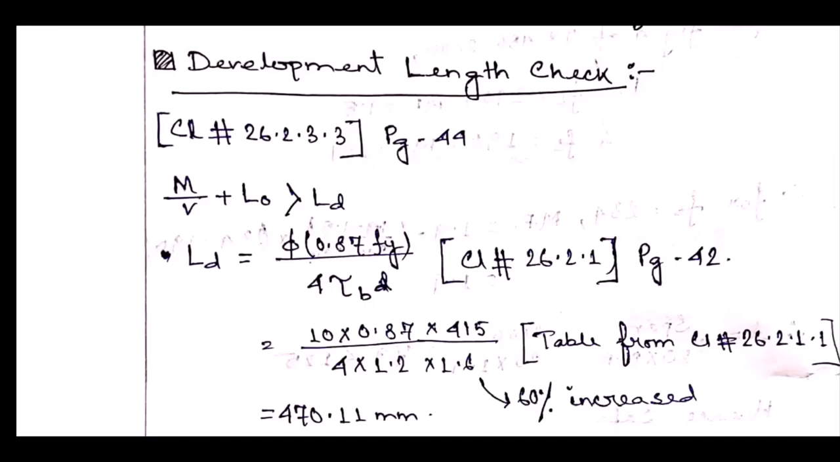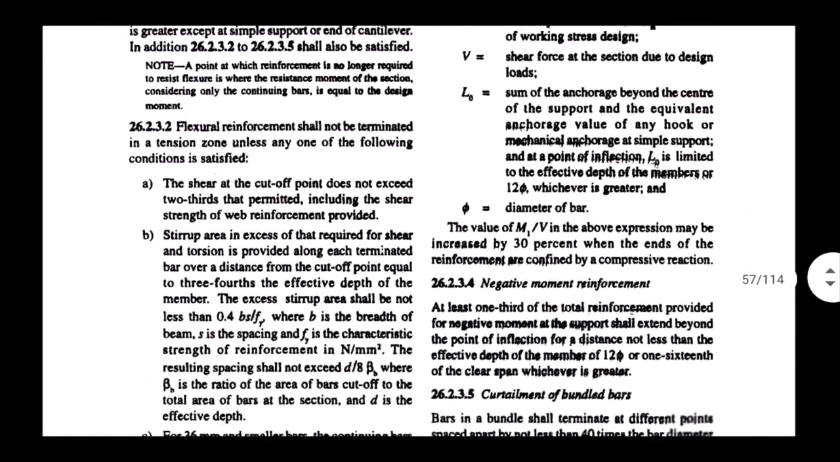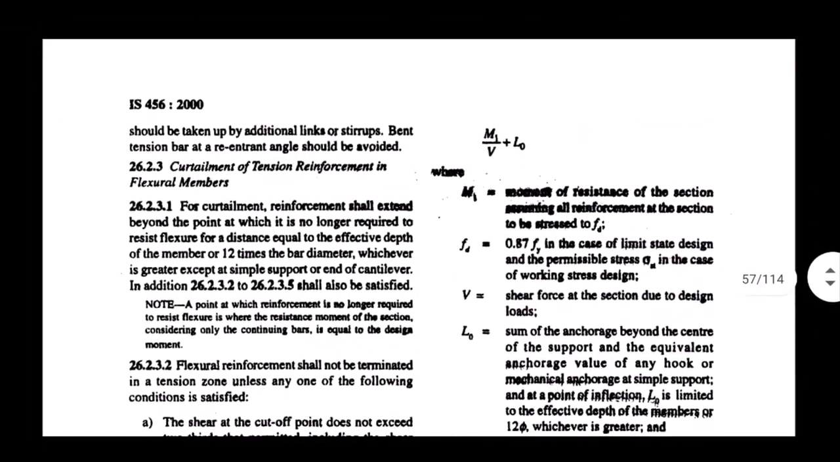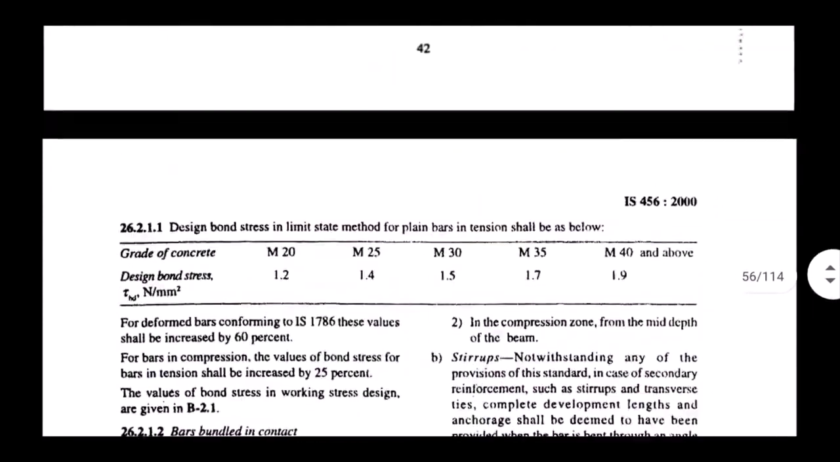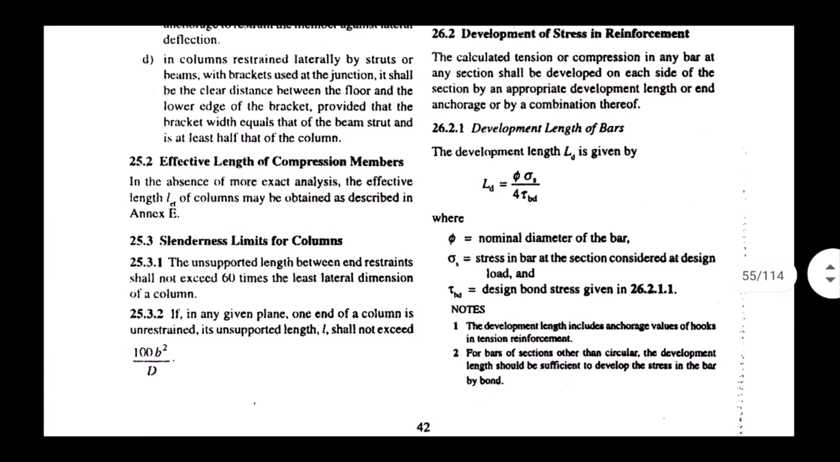For the development length check, we know we have to go to clause number 26.2.3.3, page 44. From this clause, we will get the formula: M1 by V plus L0 is greater than LD. So let's check the formula first from the code. Here is the formula on page 44: M1 by V plus L0 should be greater than LD. For LD, in clause number 26.2.1, here is the formula for LD.